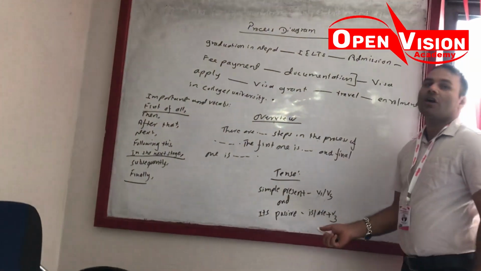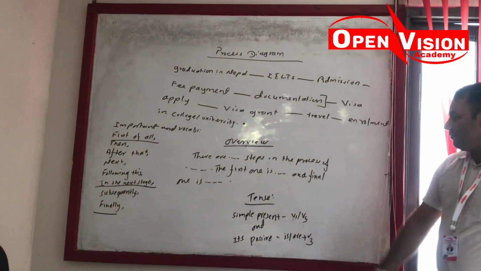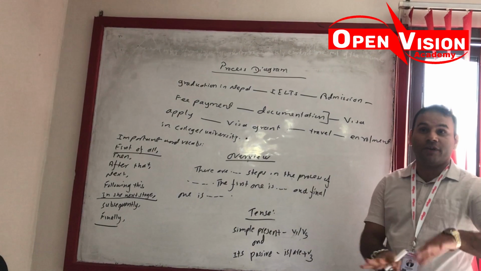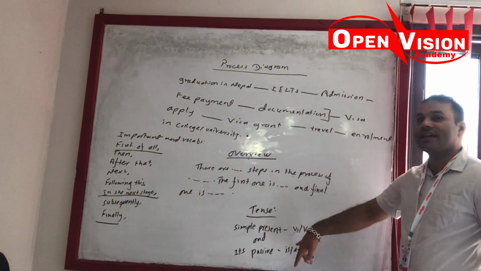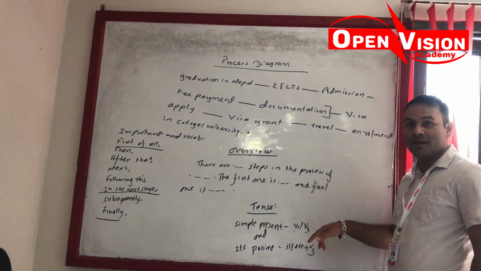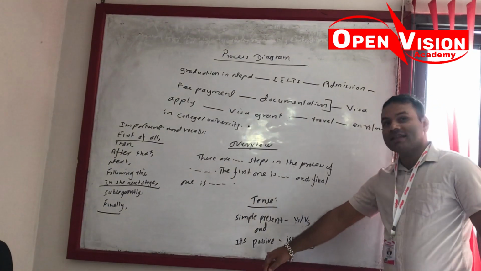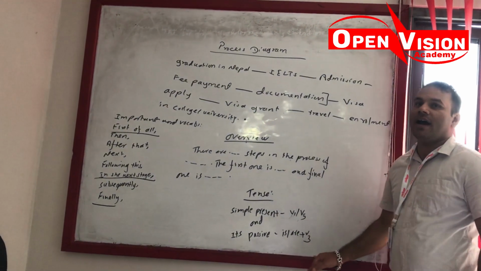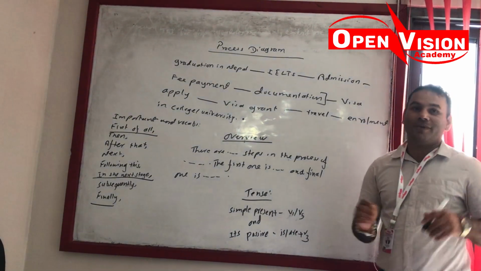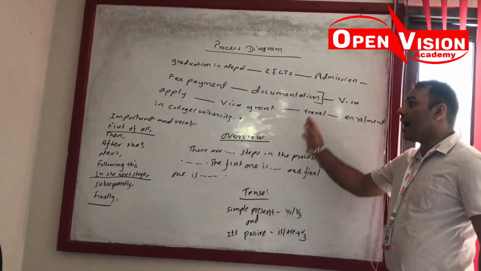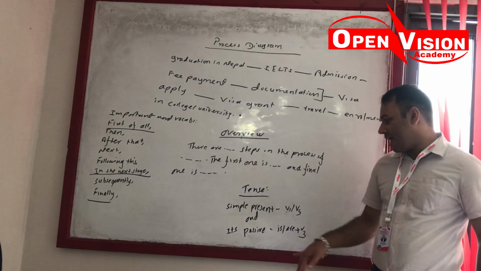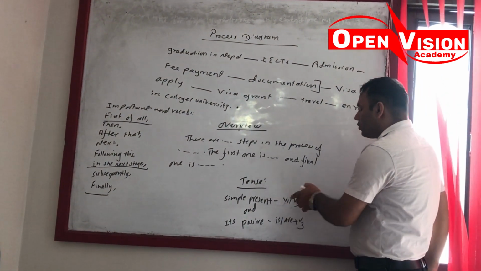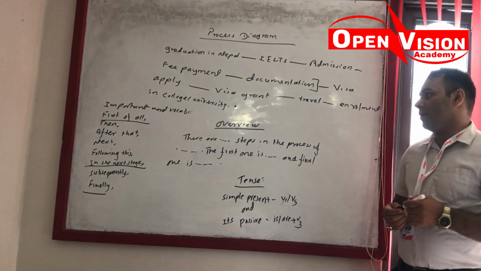Then let me talk about the tense. The tense in process diagram is only simple present, active form and passive form. Simple present active form is verb 1 or verb 5. Then the next one is the passive form, is/are plus verb 3. I is not used, that's why I have not used the term am. So what you have to do is use only those 2 structures. Now let me give one example.